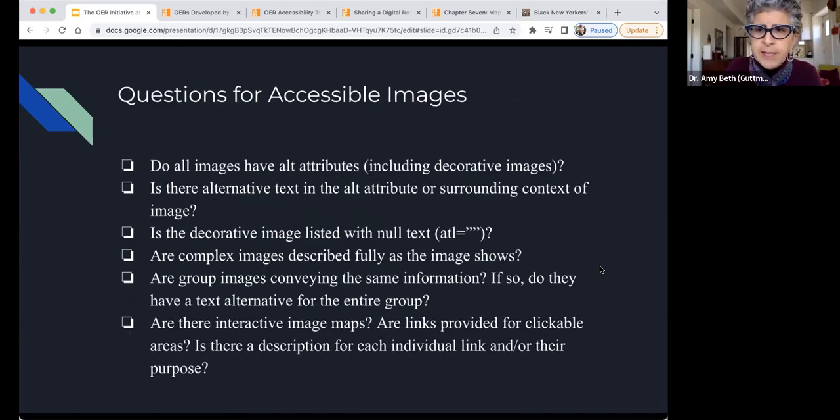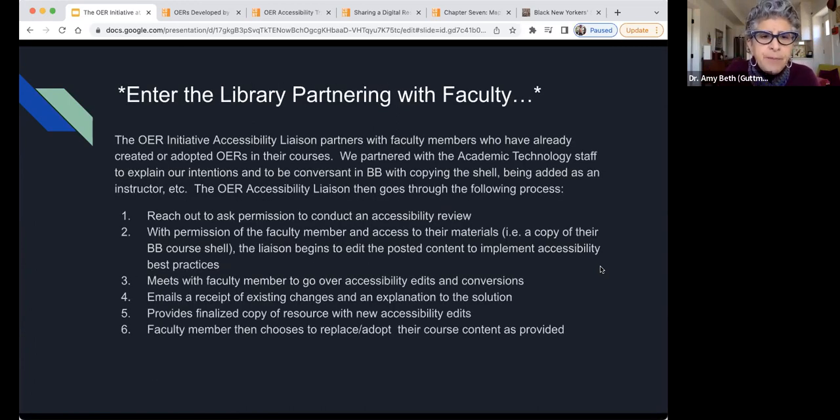Back again where I was, please. Thank you. So we keep a record. She emails a receipt that outlines all the changes that were made. And the faculty member basically gets an inventory. And they can use that the next time they go to do a course as well. The finalized copy of the resource is given to them, as I said, and the faculty member can choose to adopt and replace it or not.